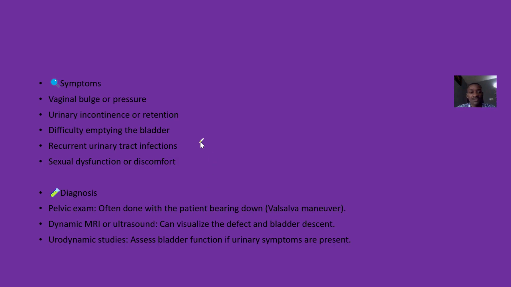So for all of them, the symptoms are the vagina bulging or a whole lot of pressure, urinary incontinence, difficulties emptying the bladder, recurrent urinary tract infections, sexual dysfunction or discomfort. So for all of this, if you want to diagnose it, it is simple. You just have to do pelvic examinations. All right, then MRIs, okay, then urodynamic studies.